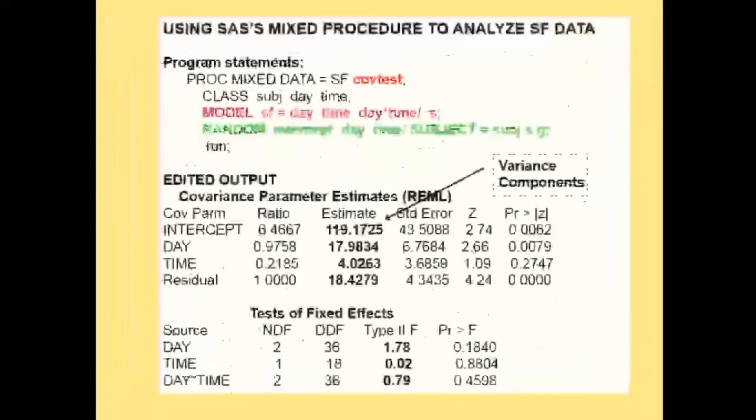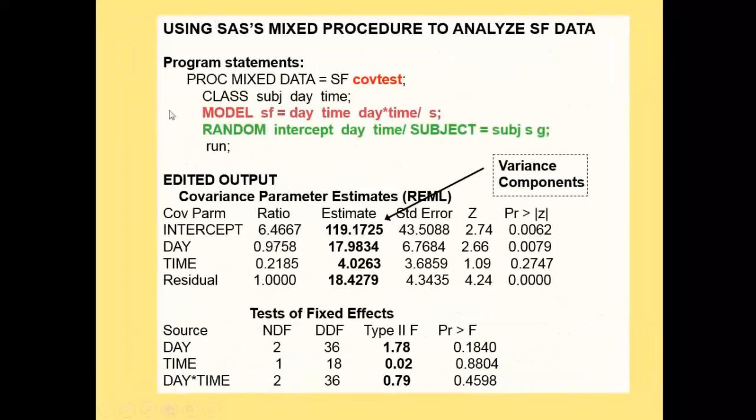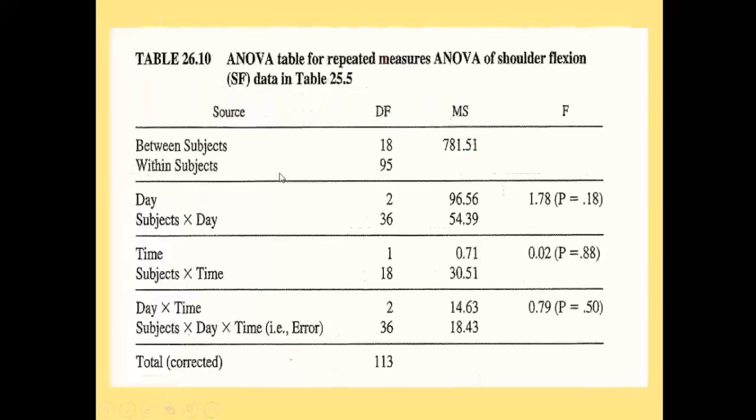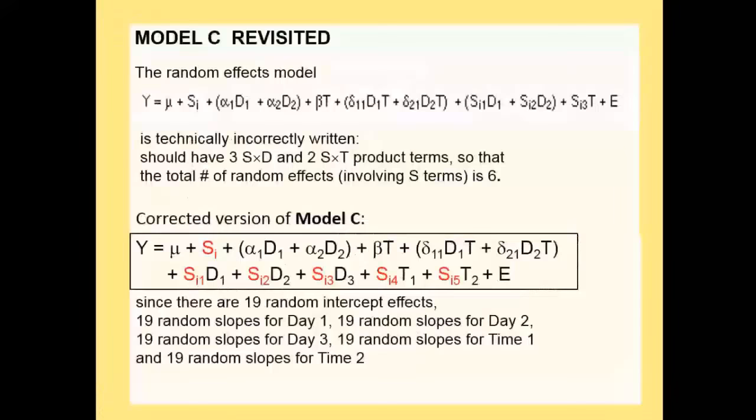What about these other ones? When I say random intercept day, what am I doing? Well, intercept would be subjects. Day would be the intercept of day with subjects, and time would be the interaction of day with subjects with time. Okay, so that's what this is doing, and this is the code for fitting this model.